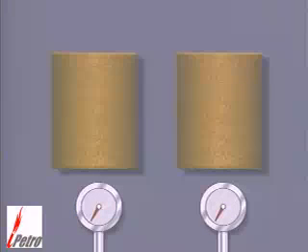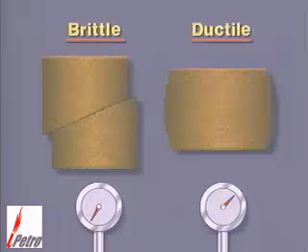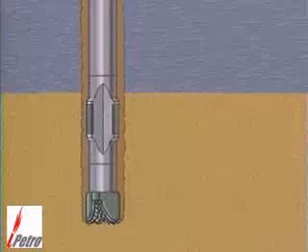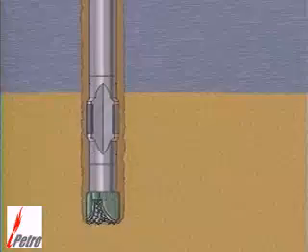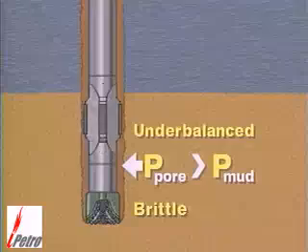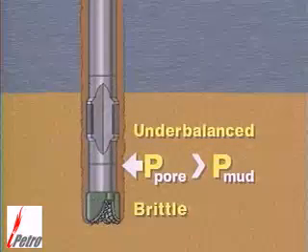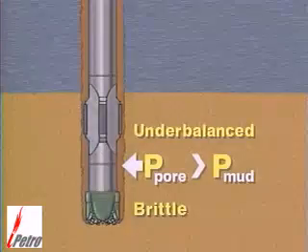All rocks are normally brittle at atmospheric pressure. Under increasing applied pressure, however, rocks undergo a transition to the ductile state. The pressure at which this occurs varies depending on rock type and other factors. In a wellbore, this applied pressure comes from the drilling fluid column. If the pressure of the mud column is less than the pore pressure of the formation, the well is underbalanced, and brittle rock failure may occur under relatively low impact forces.